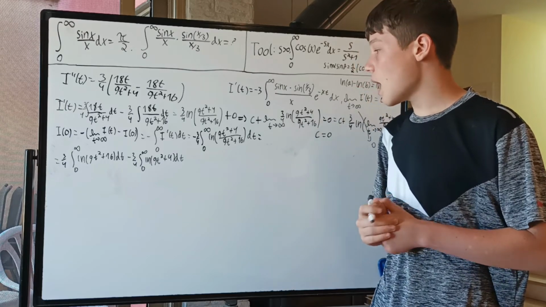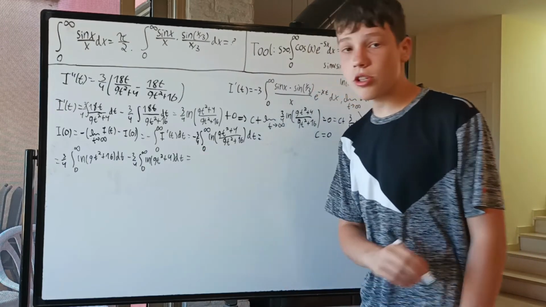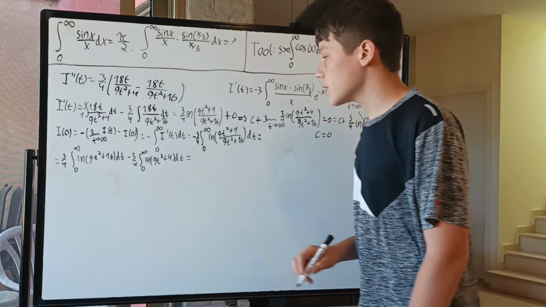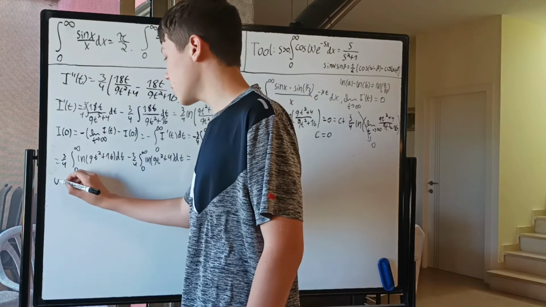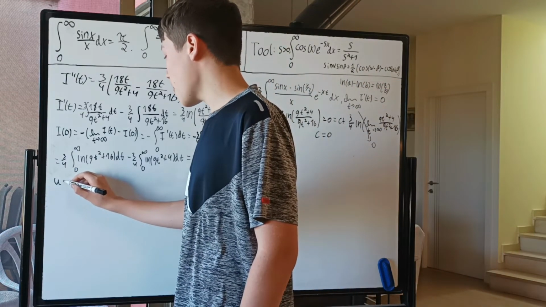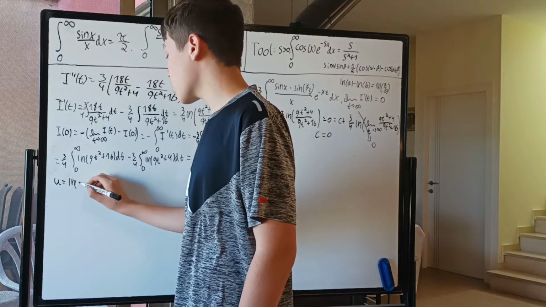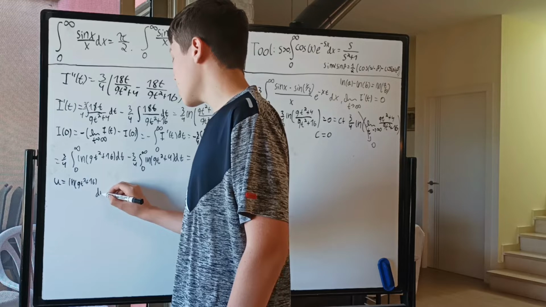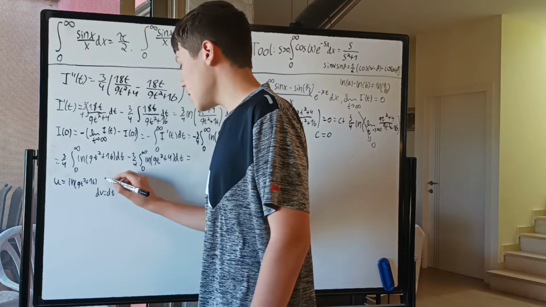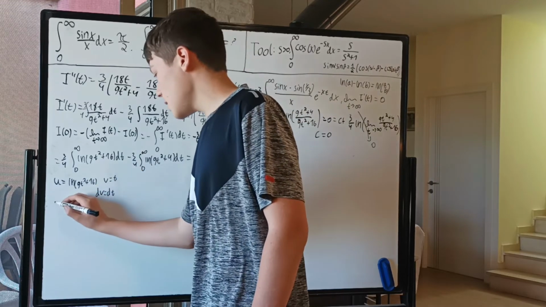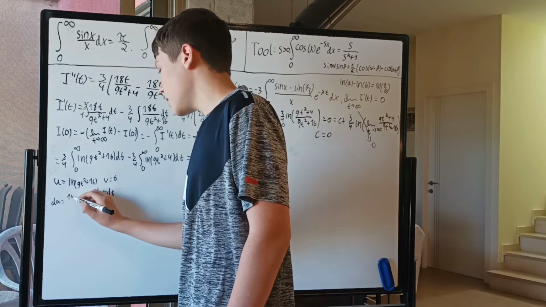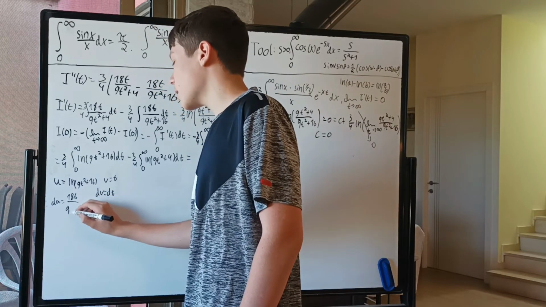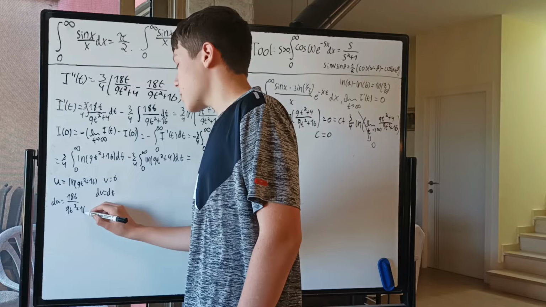Now, I'm going to use integration by parts. So here I'll use u as natural log of 9t squared plus 16, and dv will be dt. So v will be t, and du will be 18t divided by 9t squared plus 16.